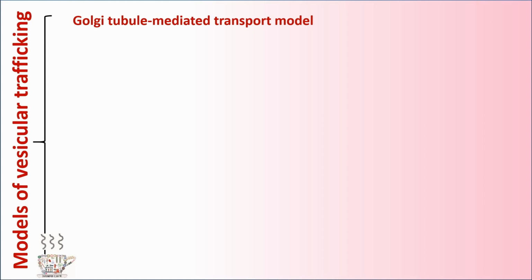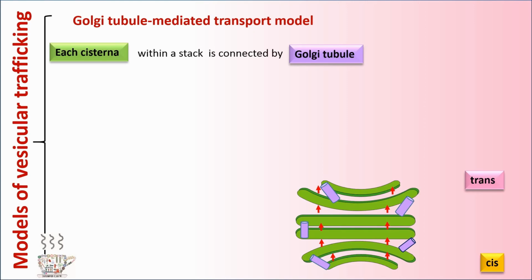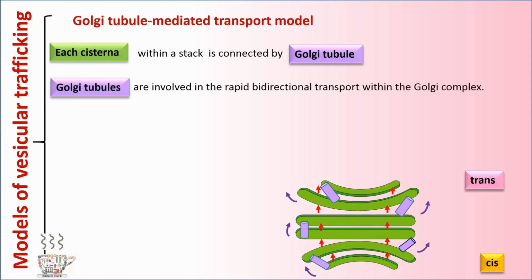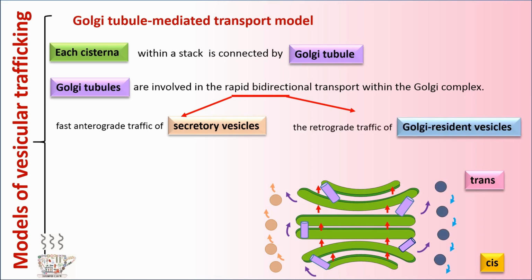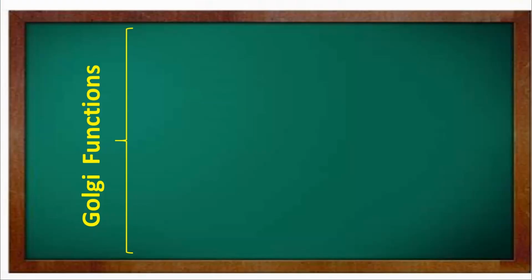The third model is the Golgi tubule-mediated transport model. Each cisterna within a stack is connected by Golgi tubules. Golgi tubules are involved in the rapid bidirectional transport within the Golgi complex. Rapid bidirectional transport is fast anterograde traffic of secretory vesicles and the retrograde traffic of Golgi resident vesicles.